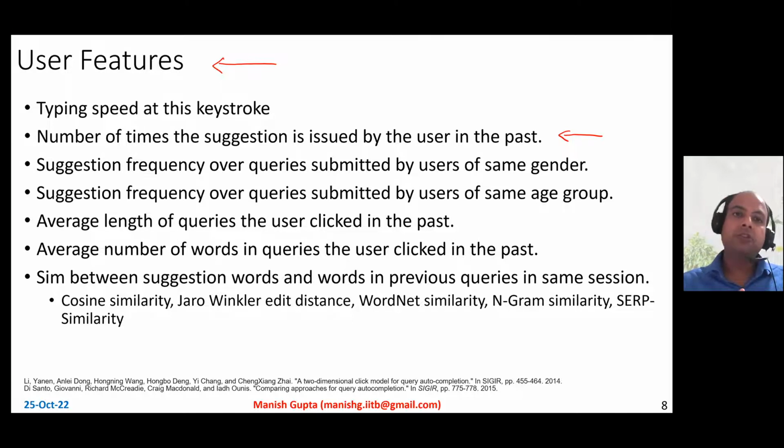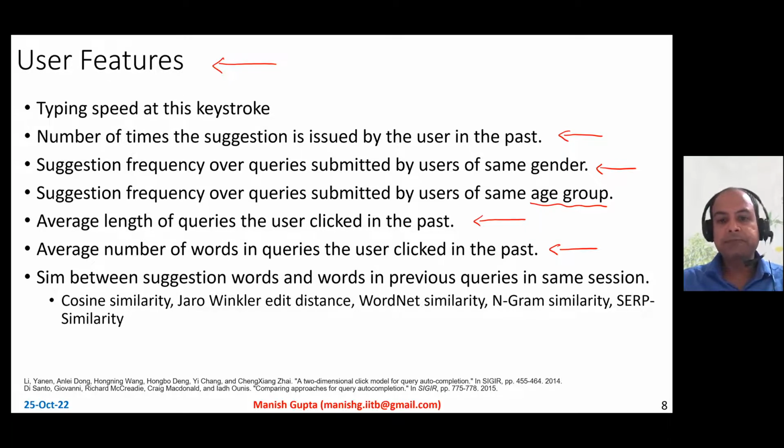On the other hand, you could also look at suggestion frequency over queries submitted by users of the same gender, right? So maybe this particular user's query log is too sparse. In that case, you could look at queries issued by other users of the same gender or same age group or from the same region also, and so on. Okay? You could also look at average length of queries the user has clicked in the past, average number of words in queries the user has clicked in the past, both in terms of characters and words.